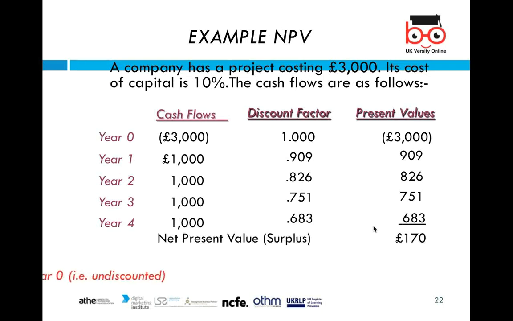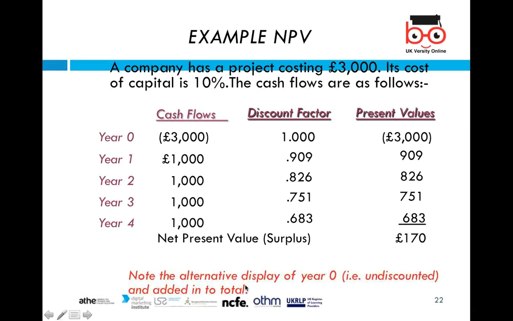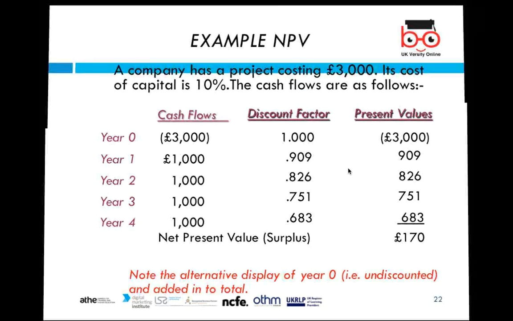So this is the overall example of the net present value I have shown you. But in the alternative display, year 0 is undiscounted and added in the total, because here 3,000 is the cost, and for year 0 the discounting factor is 1, and then for the first year, second year, third year, fourth year, the discounting factor is this amount. So at year 0 the figure is negative.